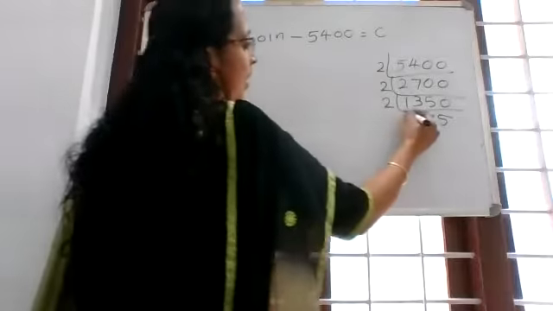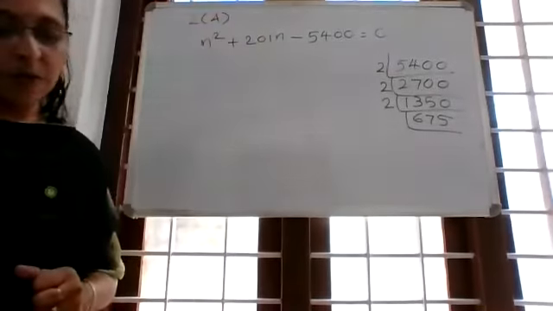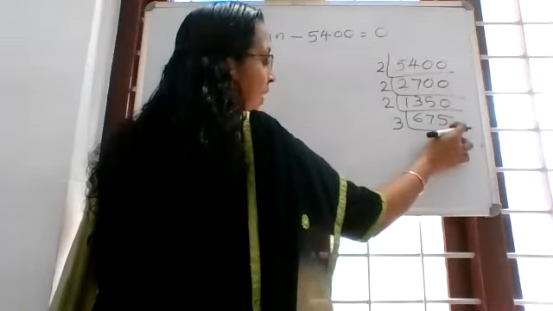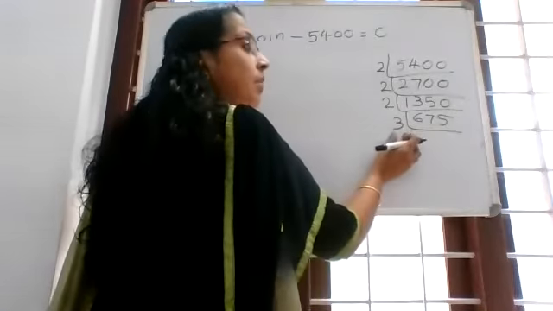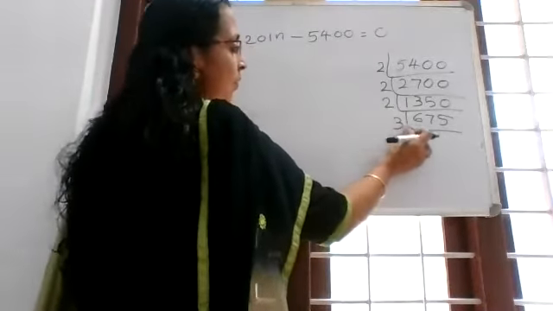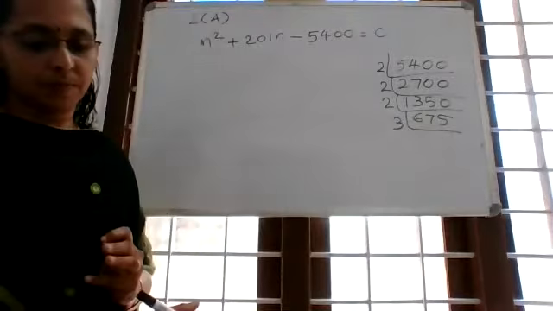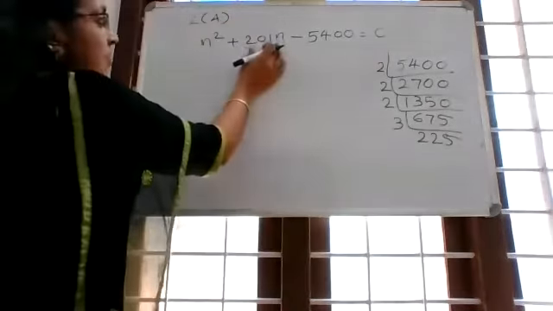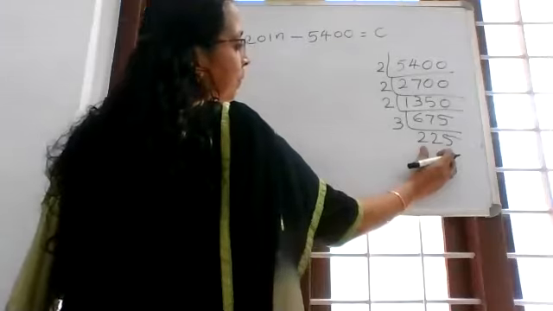3 into 225 is 675. Again 2 is not possible. Then next 3. 5 is here, but don't think about 5. Check whether it is possible with the 3 or not. So 3 times 225. Possible.